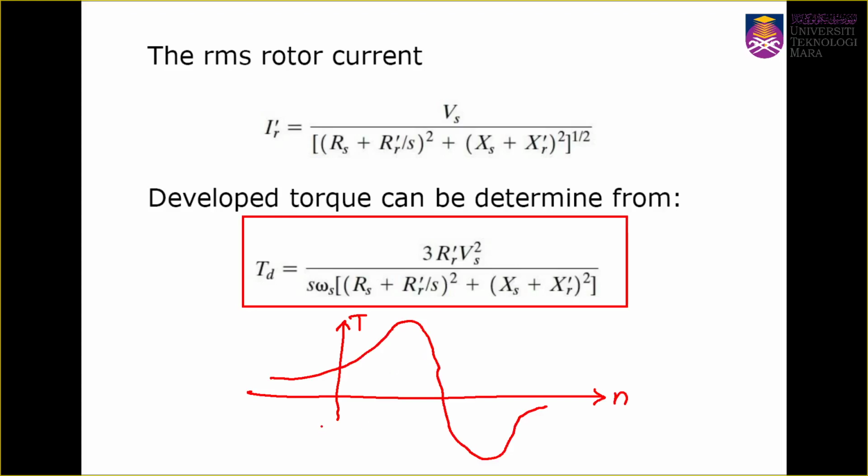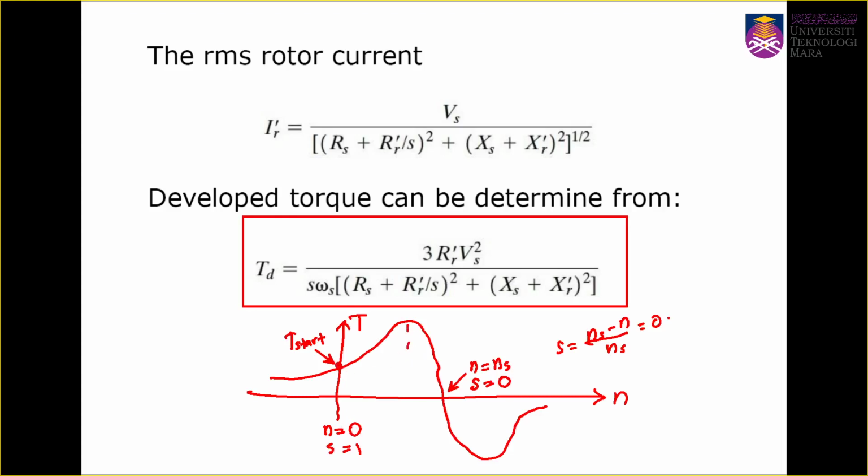Okay. So here we have n equals to ns, and therefore the torque is 0. And you can also put this as s equals to 0, because s equals ns minus n divided by ns. So if n equals ns, this equals 0. Here you have s equals to 1, because n is 0. This is known as the starting torque, whereby n equals 0 at start. This is known as T start.